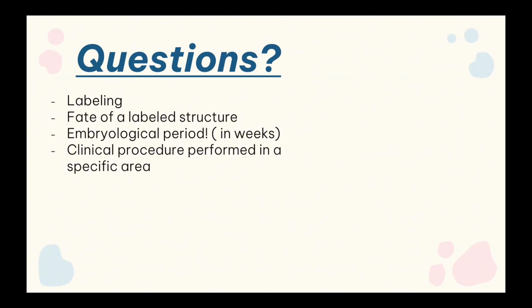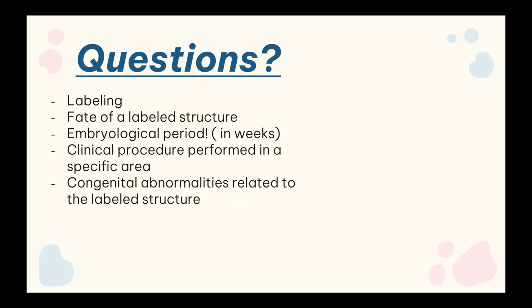Clinical procedure performed in a specific area. So if they're pointing to, let's say, the amniotic cavity, they can ask us what type of procedure can be done in here. It can be, for example, amniocentesis. Congenital abnormality related to the labeled structure. So if they point to, for example, the amniotic fluid, they can ask us what type of congenital abnormality is related to it. So what we can have in mind is oligohydramnios and polyhydramnios. Maybe they will give us more hints related to that to help us identify.